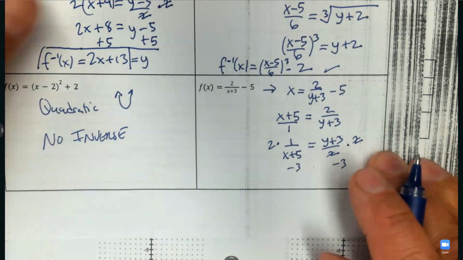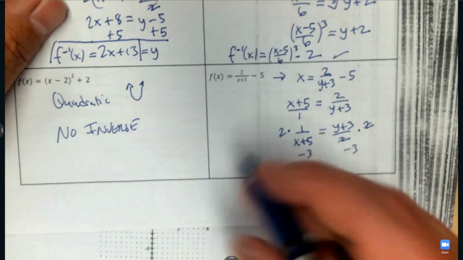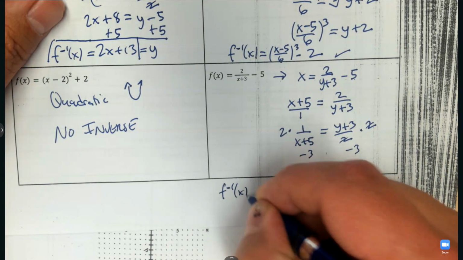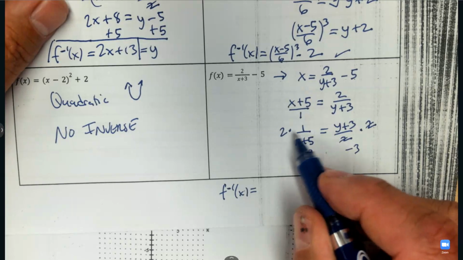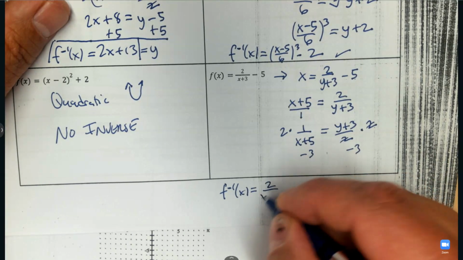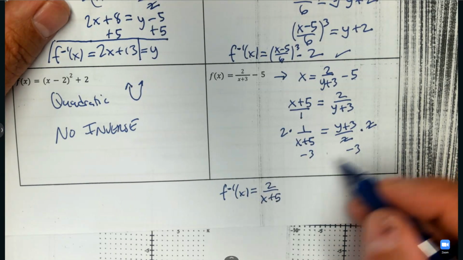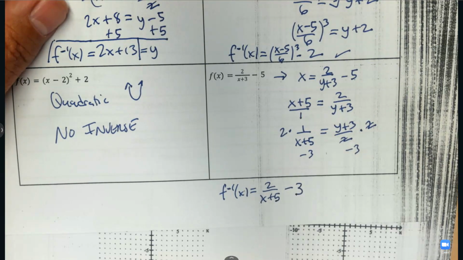So if I put this all together, I'm going to write it here underneath this line. The inverse, you have 2 times 1, that's 2 over x plus 5. And then we subtracted 3 after it. And there's the inverse.